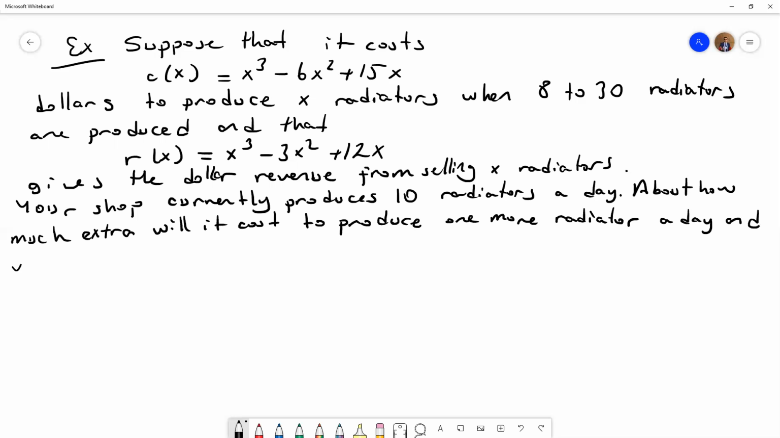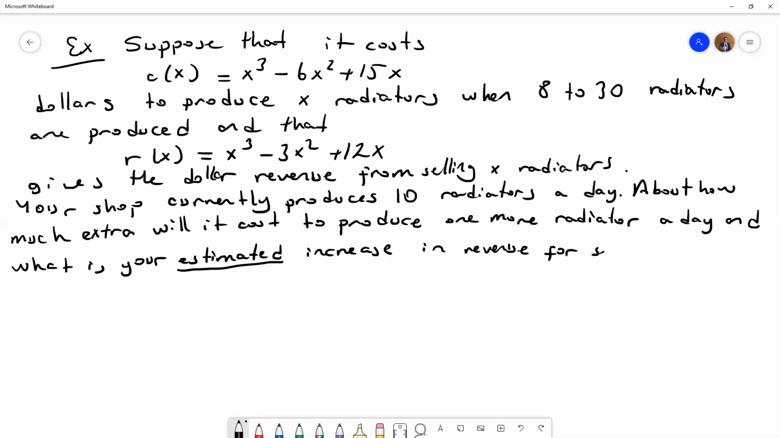And what is your estimated increase? It says estimated. Don't forget this one. We will talk about this one in the online lecture. Increase in revenue for selling 11 radiators a day.